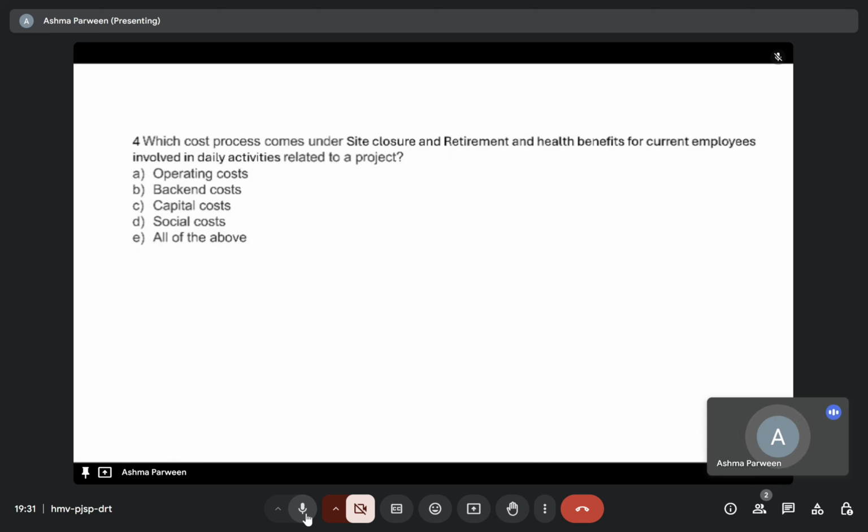So site closure and retirement and health benefits for the employees come under backend costs. So B will be the correct answer. So now let's move to the next question.